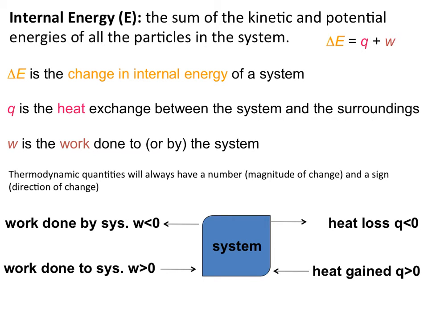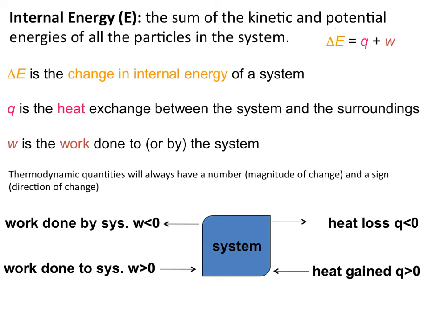So, now, the thermodynamic quantities that we're going to be looking at are always going to have two components. They're going to have a number and they're going to have a sign. The number indicates the magnitude of your change, and the sign indicates the direction of change. And we are going to be looking at these values with respect to the system. Other sciences look at it from a different perspective, but in terms of chemistry, most chemistry texts are going to look at it with the perspective of the system being the thing you're focusing on.